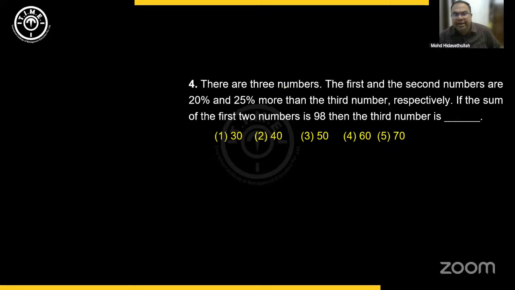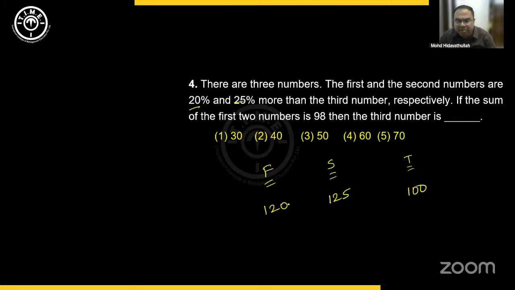There are three numbers. The first and second numbers are 20% and 25% more than the third number. If I take the third number as 100, the first number is 20% more than the third number, so 120. The second number is 25% more, 125. The sum of the first two numbers is 198. Find the third number.